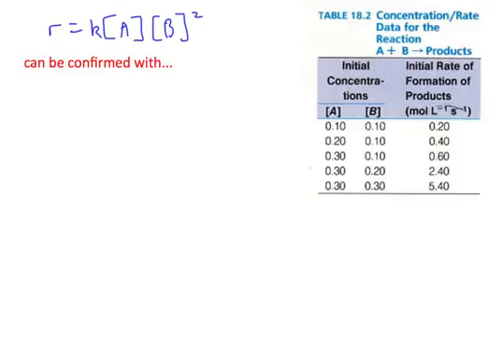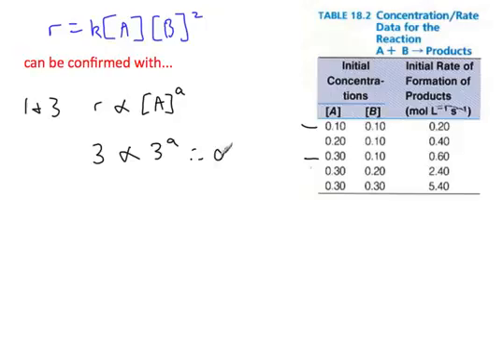Well, we can confirm this with other data. We have enough information to do another quick check. If we look at experiments 1 and 3, we can still look at the effect of A. With experiments 1 and 3, we're looking at rate proportional to change in concentration of A. Notice B is still held constant. B is still 0.1. And we're going to find that exponent a. Rate went from 0.2 to 0.6, so rate went up by a factor of 3. And what did we do to concentration? Well, we tripled it. And so a, thankfully, still equals 1, as it should.